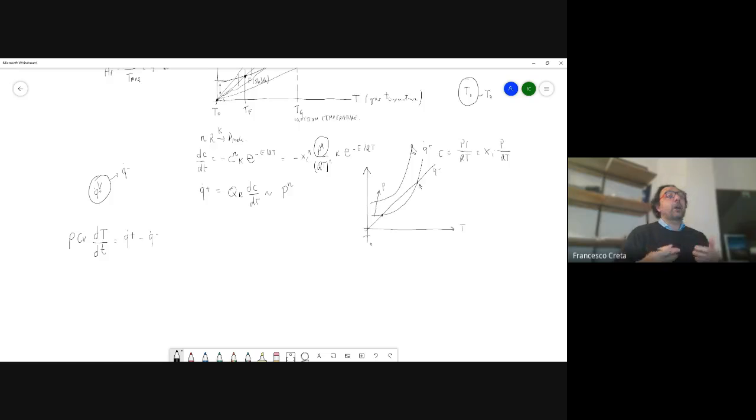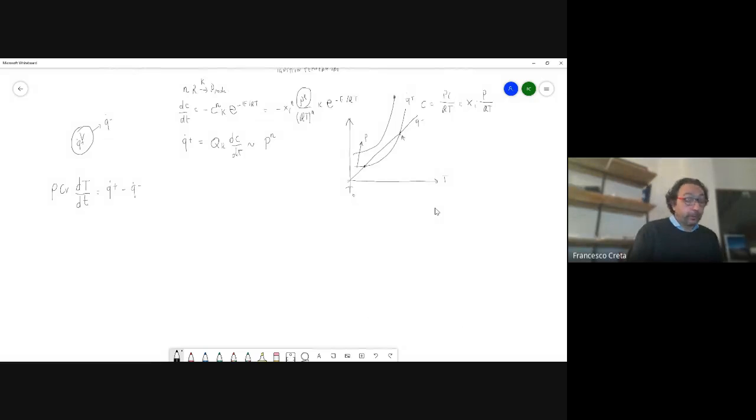So again, it's a competition between heat produced and heat loss, always keeping in mind that the two do not have the same functional dependence on temperature. One is linear, the other one is exponential. Another way of causing a thermal explosion is the following.